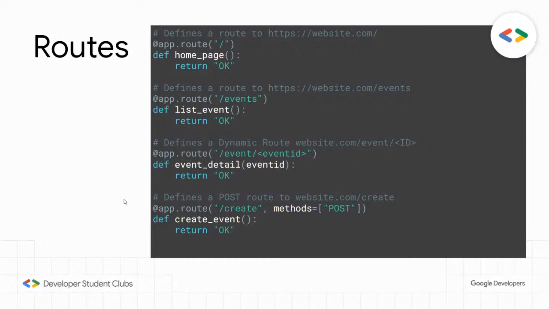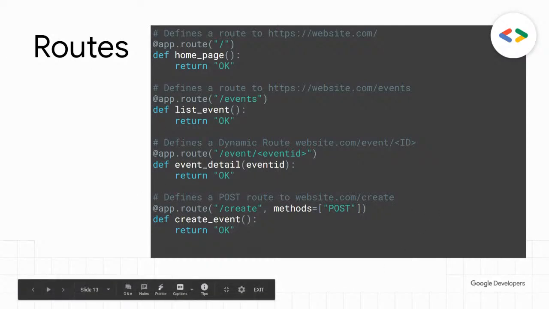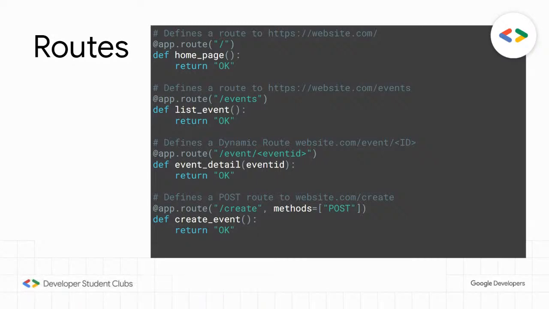And then the last example over here is a post route. As we talked about previously in our Intro to API event, a post request is something that happens a little behind the scenes, and it's usually a request to create information. So what it's doing is just defining a post route to website.create.